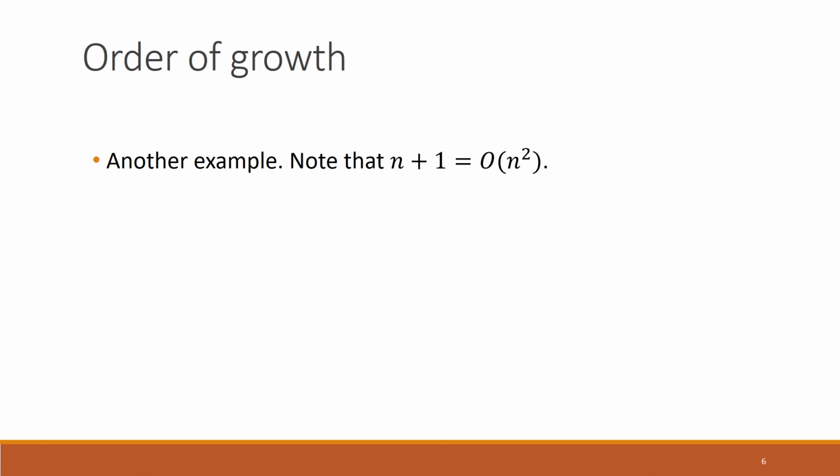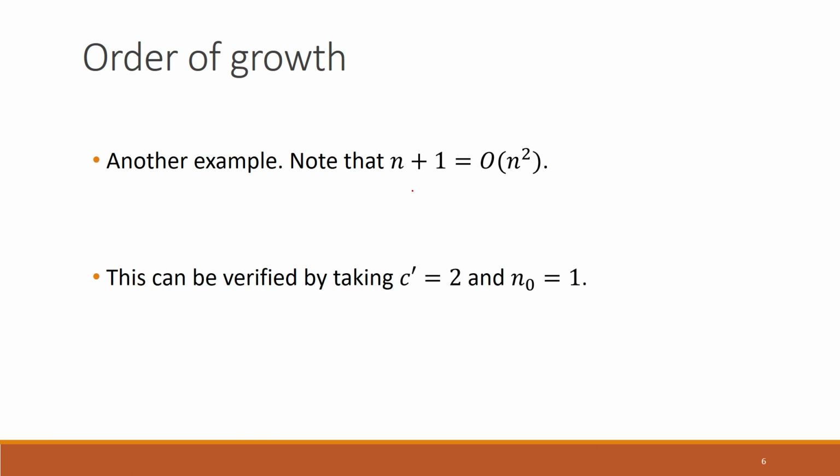Let us now consider another example. Now, we are saying that n plus 1 is of the order n square. This is interesting here. Note that n plus 1 is of the order n square, and it is also of the order n cube, because in the definition of capital O, we have this inequality. So, that is why this is correct.